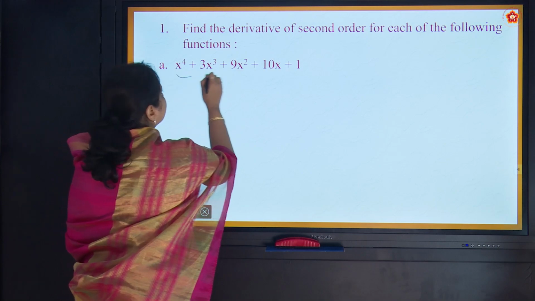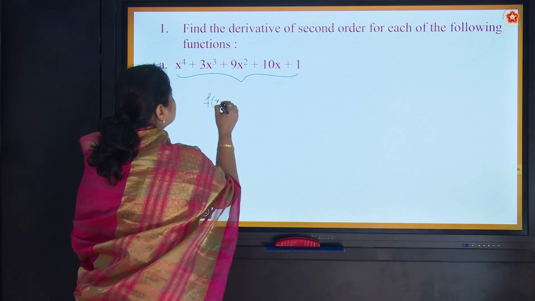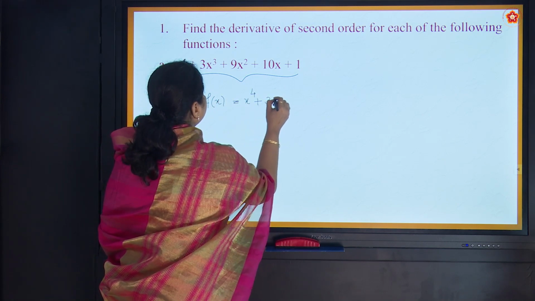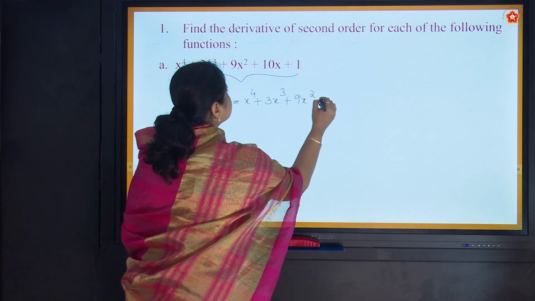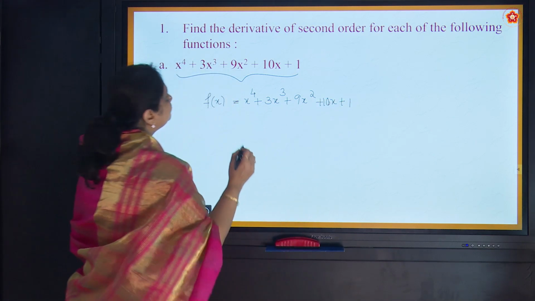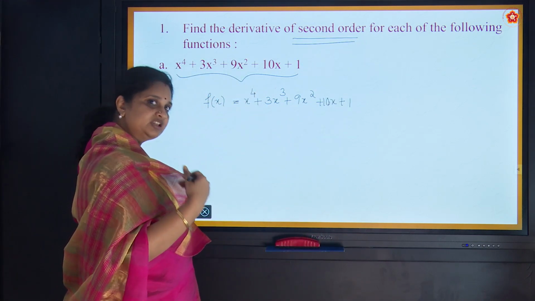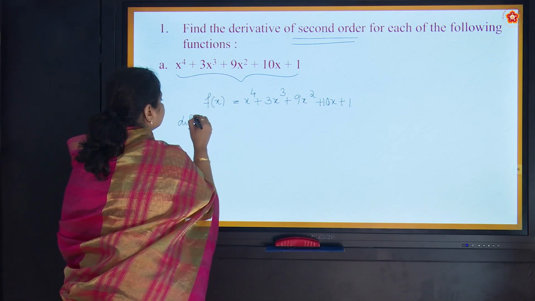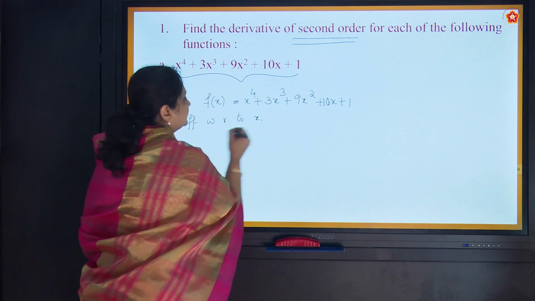So this is our f of x given. So let's take it as f of x. This is the function that's given: x power 4 plus 3x cube plus 9x square plus 10x plus 1. We are asked to find the second order derivative. So first let's differentiate it with respect to x. So differentiating with respect to x, we get the first order derivative.